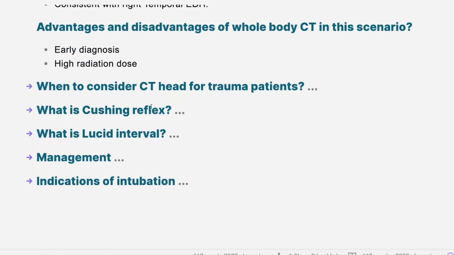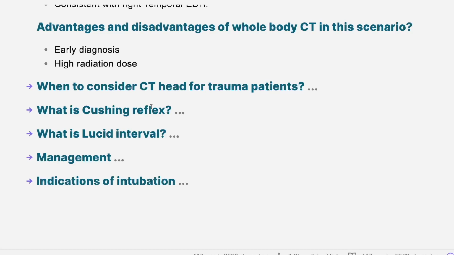When to consider CT head for trauma patients, according to NICE guidelines, we have classified this into two sections. In the first hour, we need to consider a CT scan if the patient's GCS on admission is less than 15, or after 2 hours of admission is less than 13. If the patient has signs of a base of skull fracture or depressed skull fracture, or had any seizure, or more than one episode of vomiting, or any focal neurological deficit, these would be indications to get a CT head immediately or within the first hour.